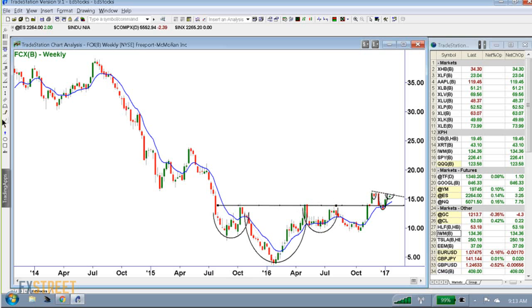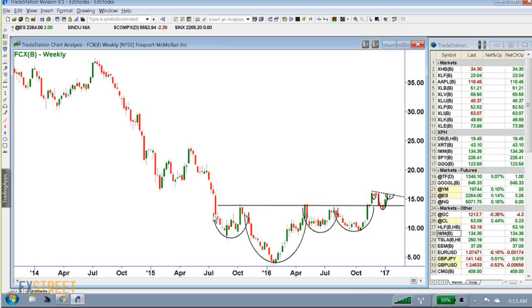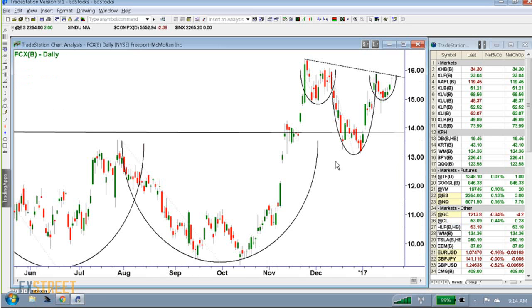Now, by the way, this has two right shoulders. Is it allowed to have two right shoulders? Absolutely. So, big picture, let me get rid of the moving average. We don't need that right now. Big picture, this is a reversal pattern called an inverted head and shoulders. That's the big picture. The smaller picture, this is a continuation pattern. It's the same pattern in a different spot.